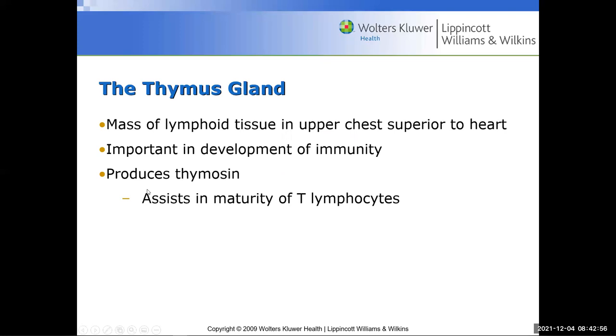Okay, so the next gland we want to look at is the thymus gland. The thymus gland is a mass of lymphoid tissue, and it's very important for immunity because it assists in the maturity of the T lymphocytes. Thymus begins with T, and the T lymphocytes mature in the thymus, hence the reason they're called T. There are B lymphocytes as well, which we looked at when we were examining immunology, and they're called B lymphocytes because they mature in the bone marrow.